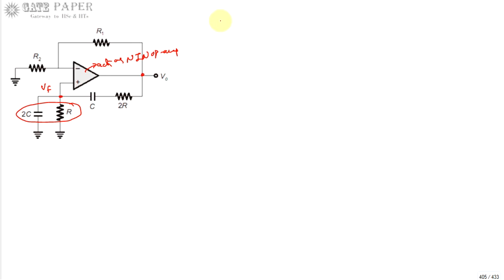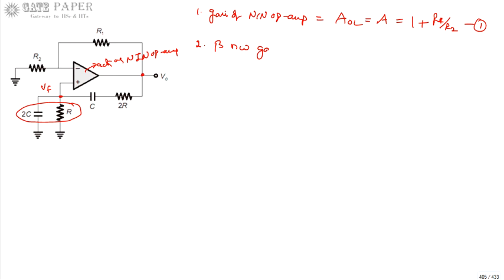For a non-inverting op amp, the gain, that is AOL, which in our case I am simply writing as A, is 1 plus R1 by R2. That is the first equation. The second is the beta network gain, that is, the gain of the beta network, which is Vf divided by V0.